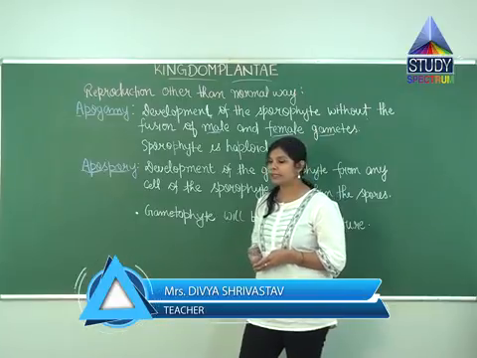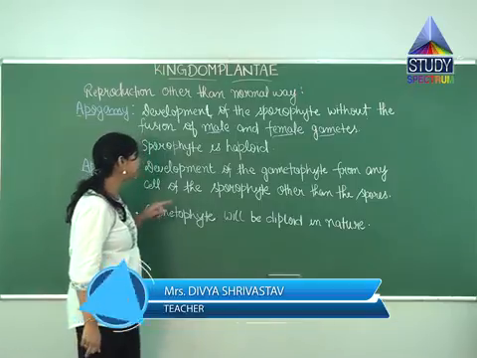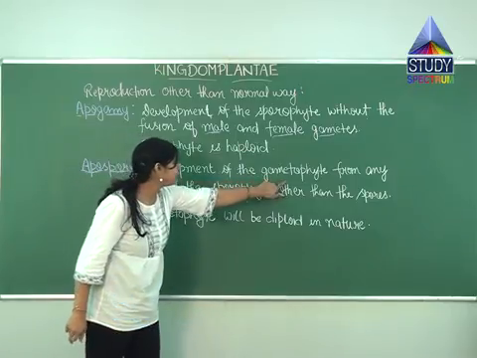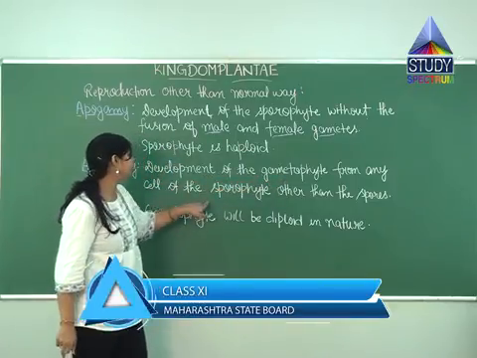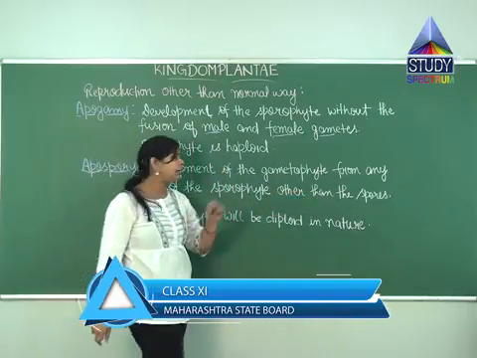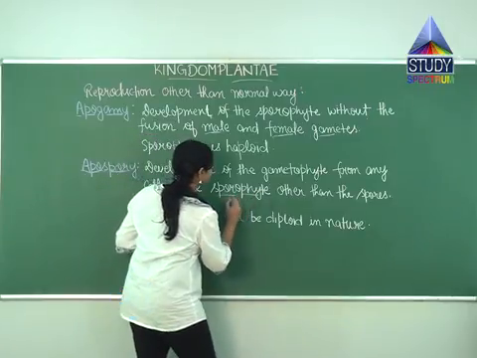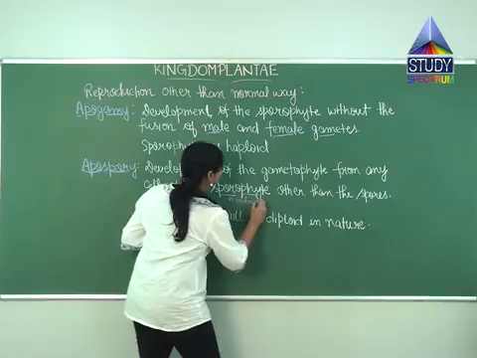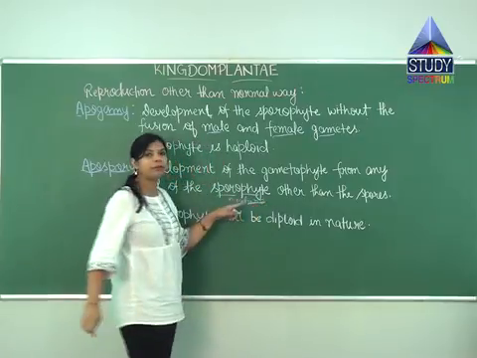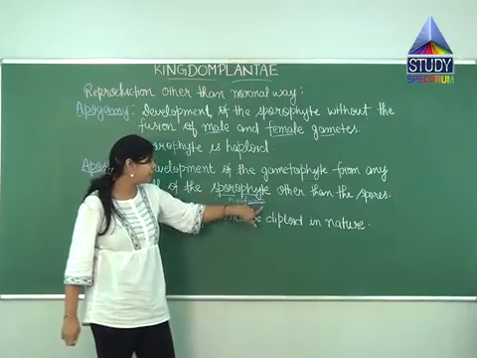Now the next method is apospory. What happens in apospory? Development of the gametophyte from any cell of the sporophyte other than the spores. So what is this sporophyte? This is the mature plant. If it is a mature plant, it will be diploid in nature because it is made up of the fusion of male and female gamete.